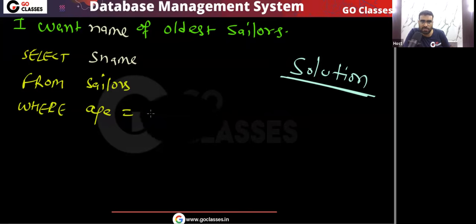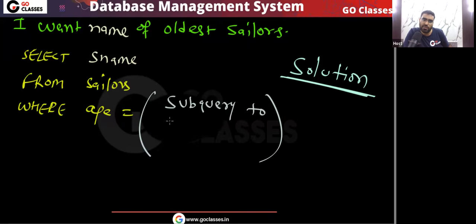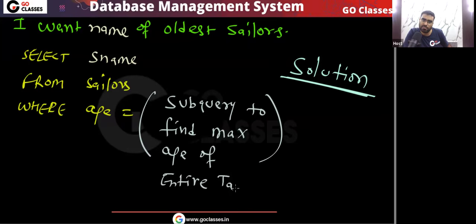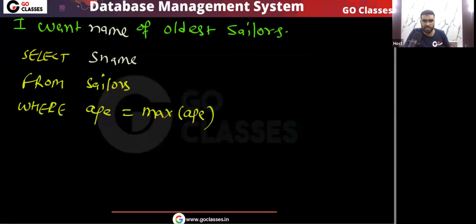So you put a subquery to find the max age of the entire table. Yes or no? Just put a subquery to find the max age of the entire table. So you remove this. I want the max age of the entire table.